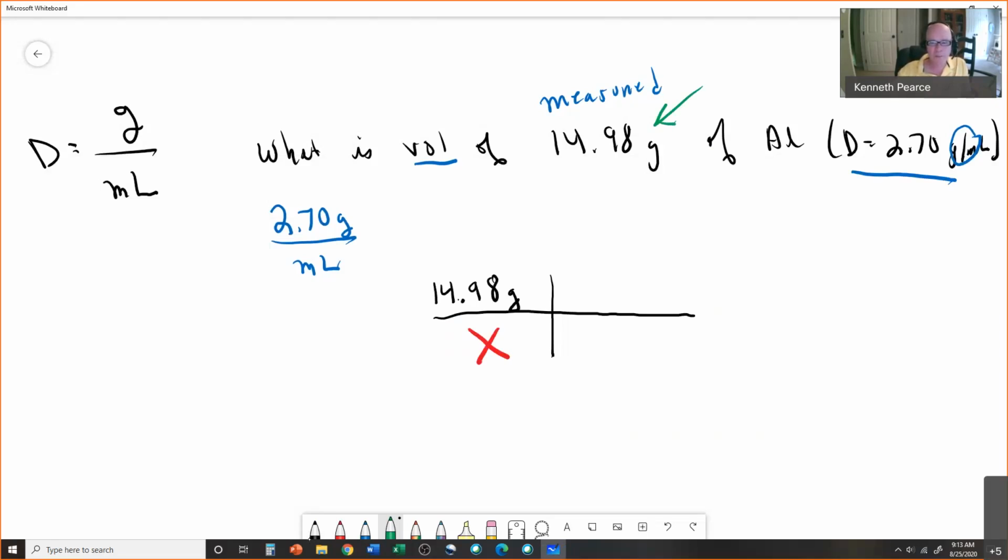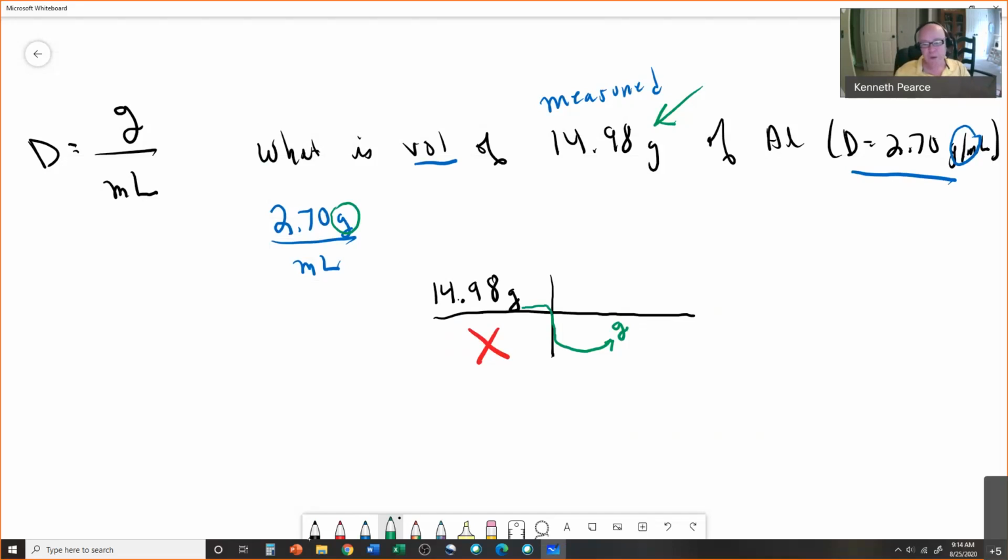Okay, and now, just like all these other problems that we've done, it becomes a matching game. So this grams here needs to match a grams here to be able to cancel. Because if it's diagonal to each other, in other words, grams over grams, it cancels, it goes away. And I see that grams is on top. It's the only place where we have grams in a conversion factor. It helps that we have one conversion factor. Density problems are pretty easy in that sense.